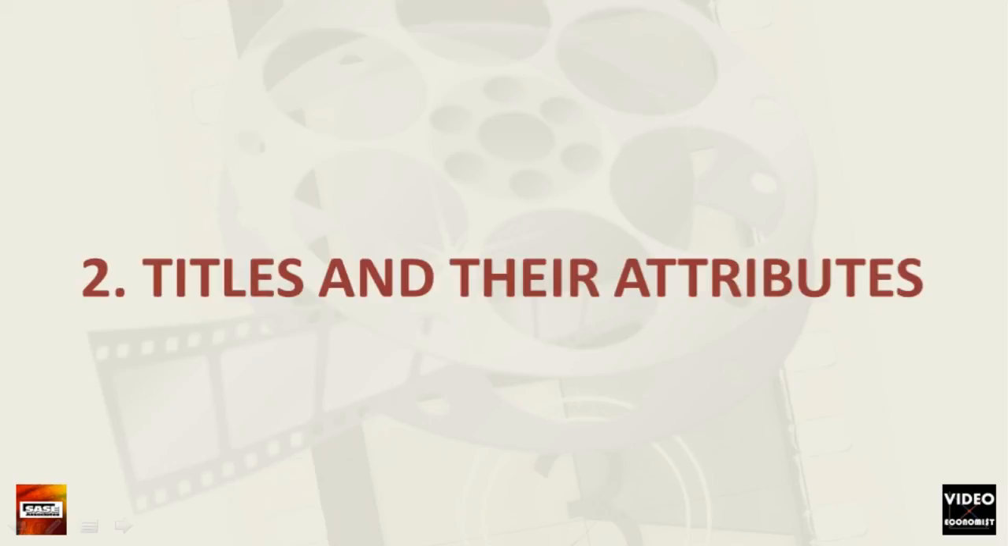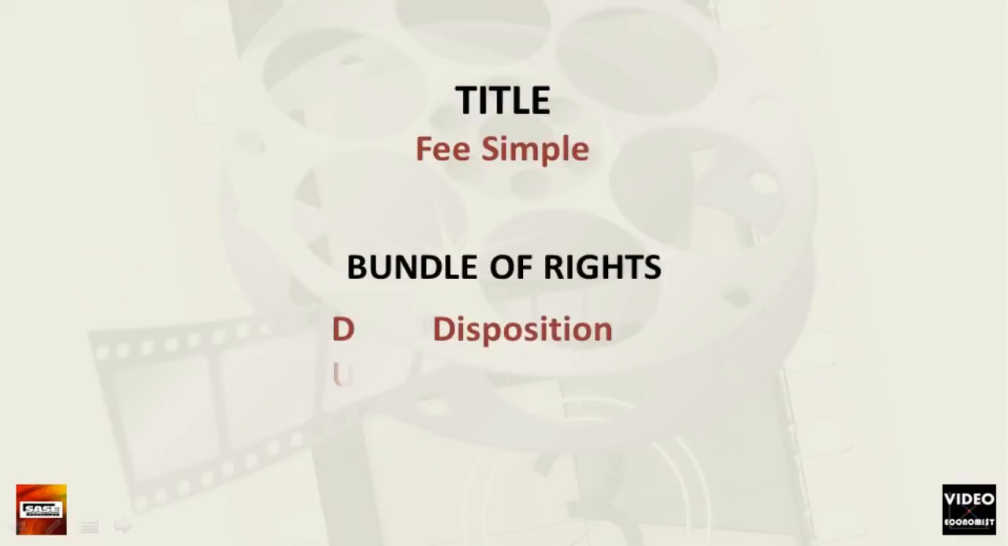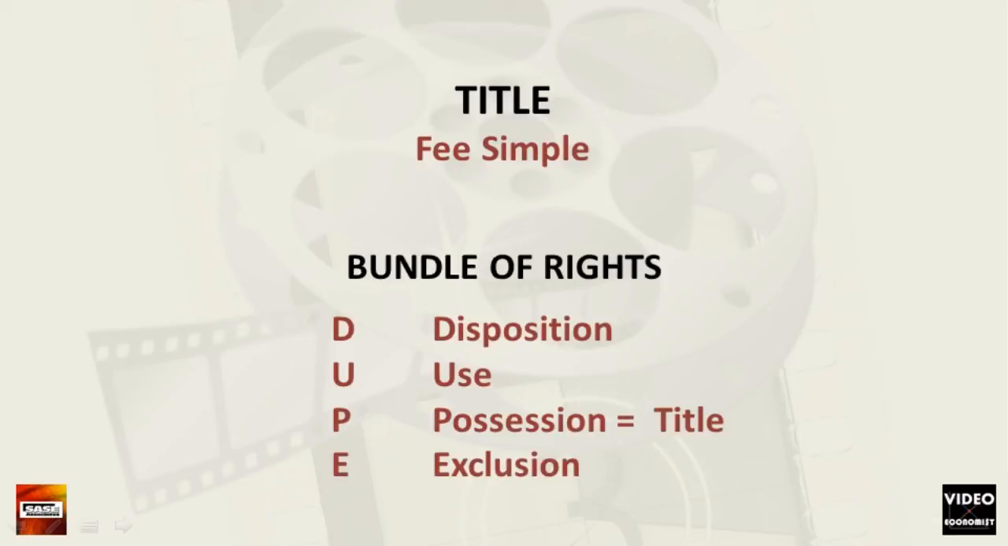Next, we'll talk about titles and the attributes of these documents. We'll start with the title, which is known as a fee simple. This is the most common one, and generally ownership of residential property is fee simple. It reflects a bundle of rights. The right to dispose of the property, to sell or give it away, the use of the property, of course the possession of that property, which is what the title's about, and the right to exclude others from using the property.